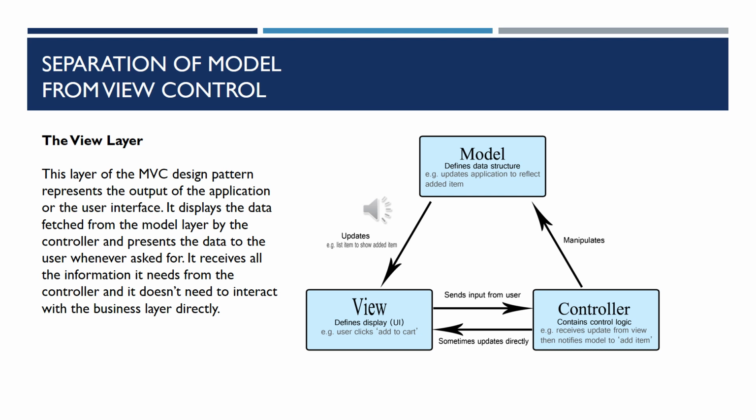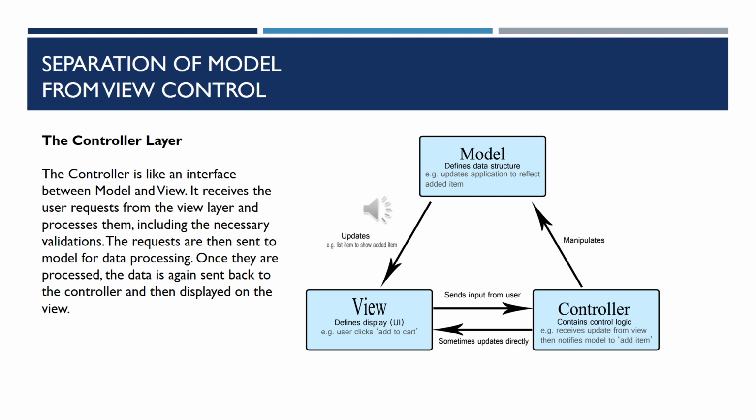In the view layer, this layer of MVC design patterns represents the output for the user interface. It displays the data that's from the controller and presents the data to the user whenever asked for it. It receives all the information from the controller and it doesn't interact there directly. So, dito sa view, ito yung nakikita ng mga users. Sa Lazada, sa shop, cart, items, yun yung nakikita nila. So, yun yung view.